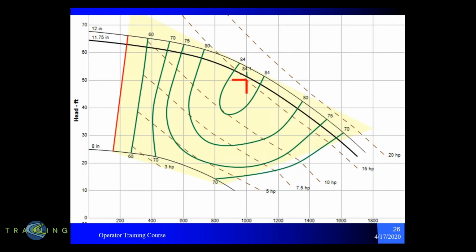Todd, we had one question from a little bit ago. How is back pressure factored into TDH? Example, connecting to an existing force main. It's from Cody. All right, good question.